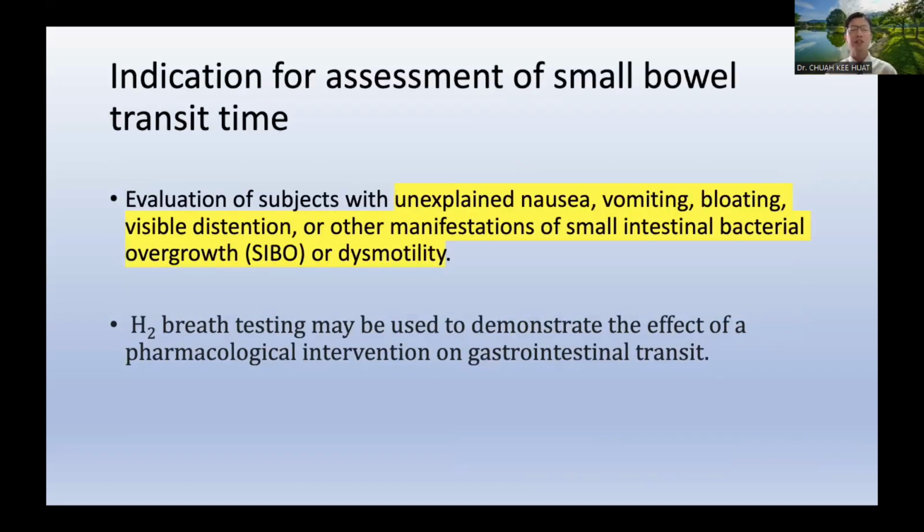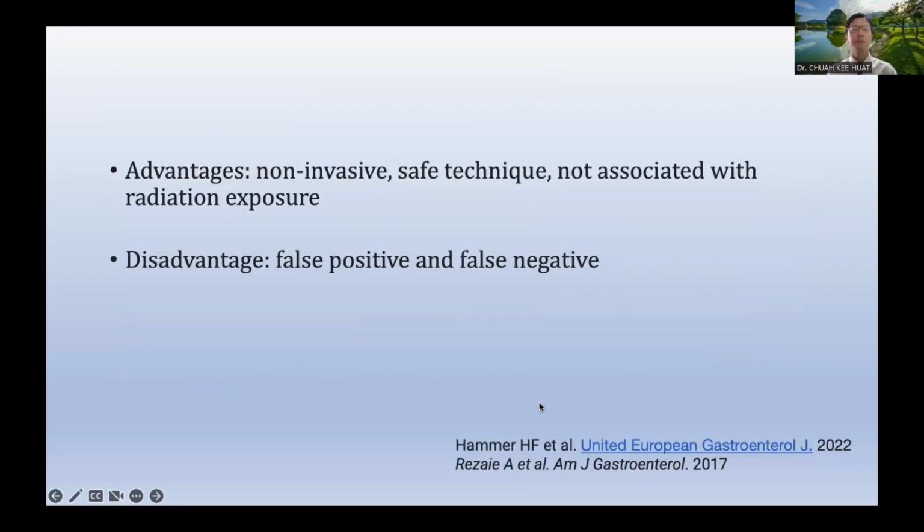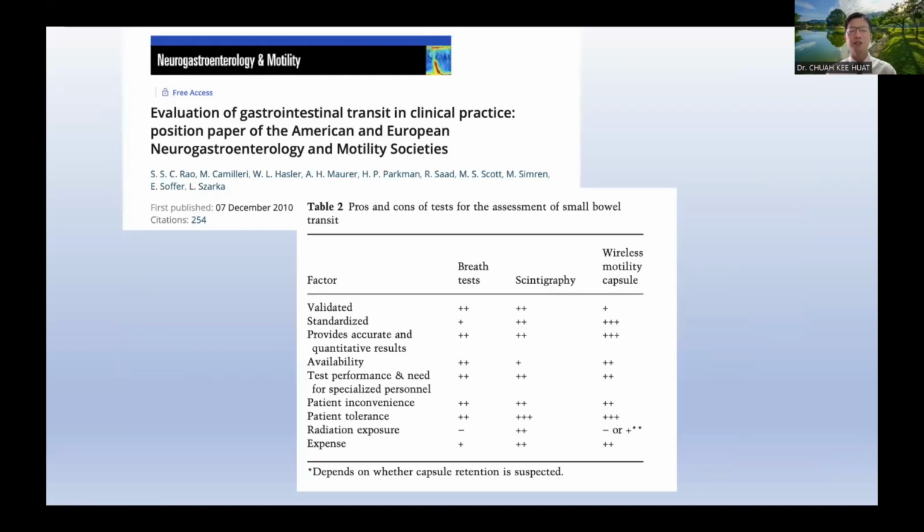So the indication is still not very clear. Maybe in a patient with nausea, vomiting, bloating, visible distension, and other manifestations of SIBO that were unexplained. Still no clear indication yet. Guideline recommendations were also conflicting. The advantage is that it is non-invasive. However, there are a lot of false positives and false negatives. The gold standard is still scintigraphy at the moment.